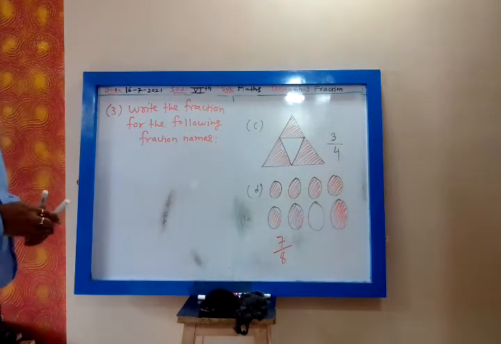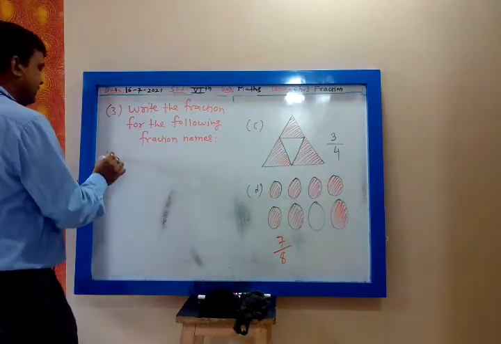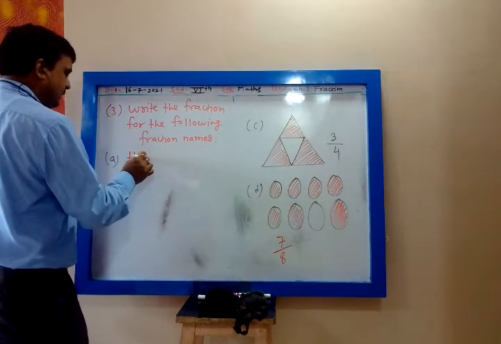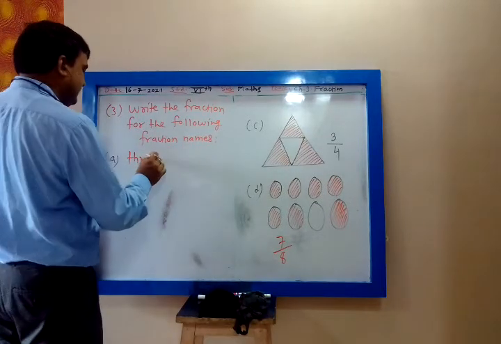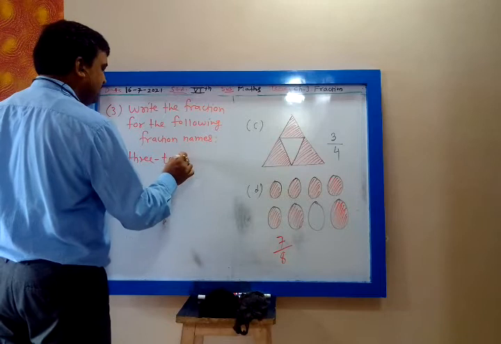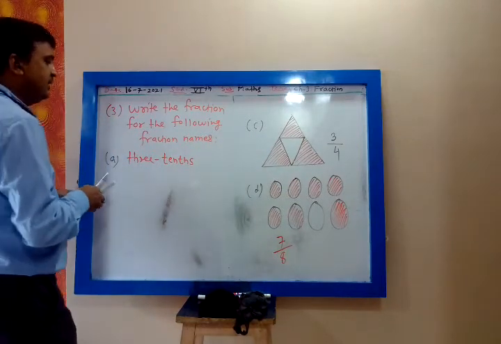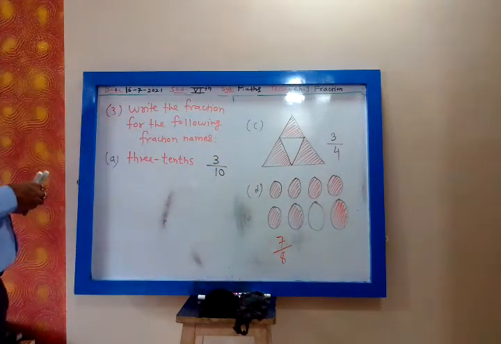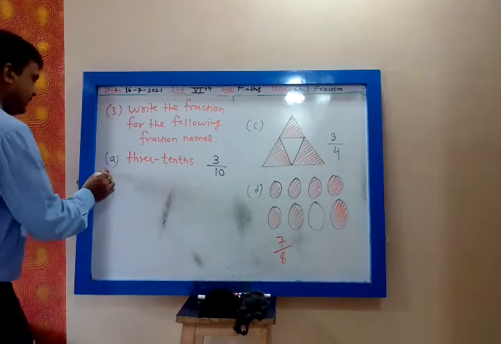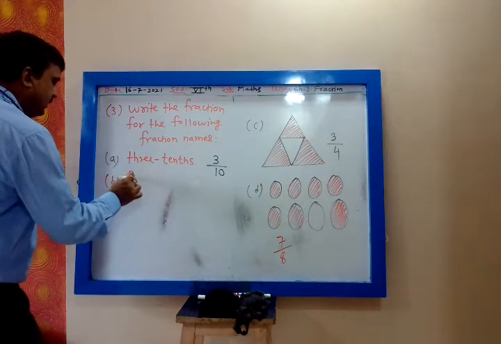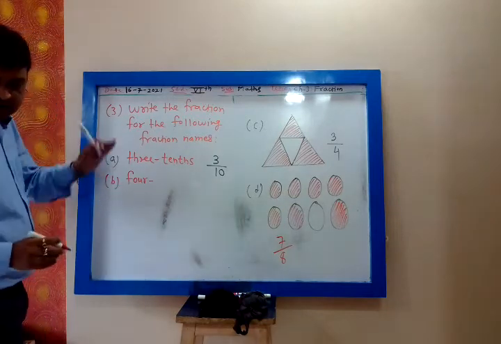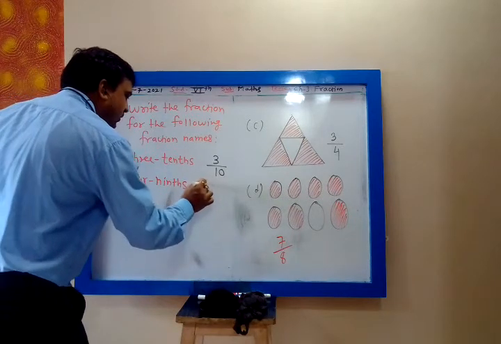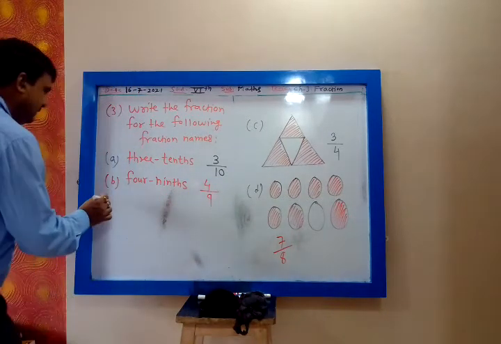First, 3/10. So that will be 3 in the numerator and 10 in the denominator. 3 by 10. Okay. Then 4/9. So 4 upon 9.